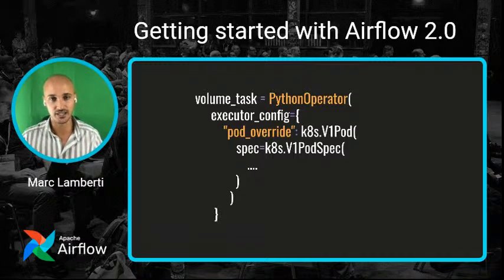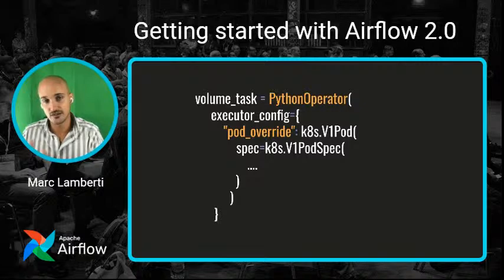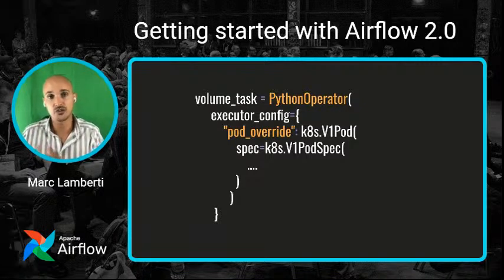With the new executor config, you can fully use the Kubernetes API, and as long as you know Kubernetes, which is a beast, you are able to customize your pods as much as you want. So if you use Kubernetes, this is super important, because you might want to specifically modify things for a specific task. You might want to override a pod for a specific task, and you can do that with the executor config without any limitations. That's the difference between Airflow 1 and Airflow 2.